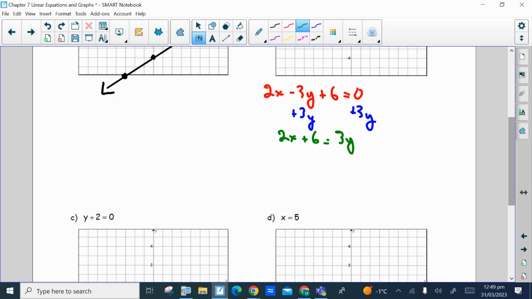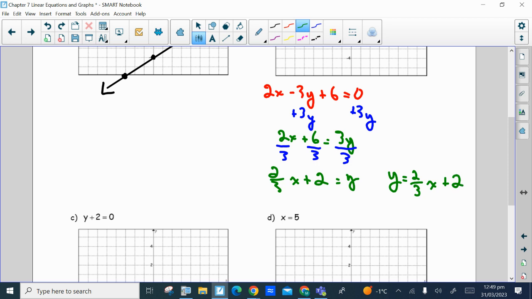But we still don't have y by itself. We have one more step, which is to divide all the terms by 3, because that's what's in front of y. So on the left, you'll have 2 over 3x plus 6 divided by 3 is 2 equals y. Or y equals 2 over 3x plus 2. Now it's in slope-intercept form.